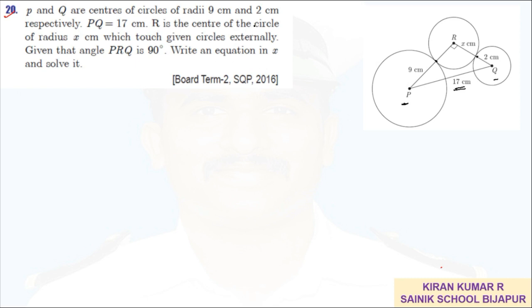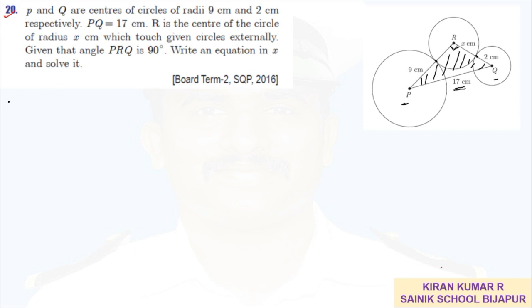R is the center of the circle of radius x cm, which touches the given circles externally, making an angle PRQ equal to 90 degrees. This is the angle formed. This particular circle touches the other two circles externally. So observe properly this triangle which is there inside. It's a right-angled triangle. So we know in a right-angled triangle we can make use of Pythagoras theorem.